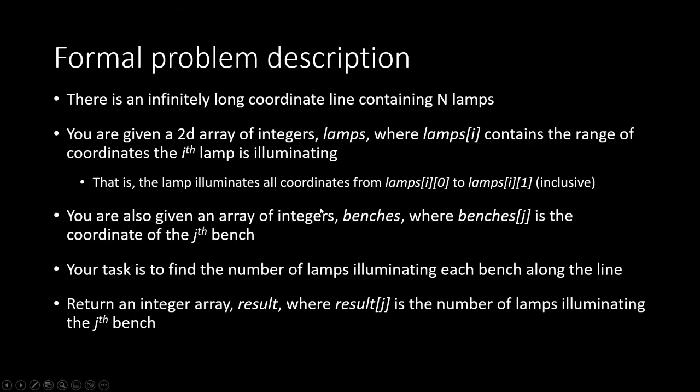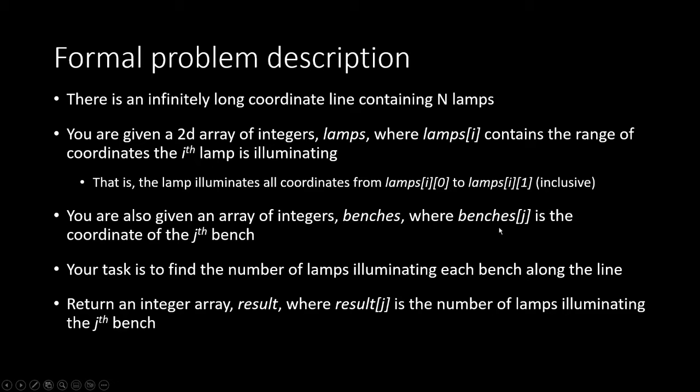To give a formal description of the problem, they're going to say there's some sort of infinitely long coordinate line. In practice, it's going to be just with a really large upper bound, maybe like 10 to the 9th power or something like that. And you're going to have some number of lamps along that line. Then you're going to be given those lamps as a 2D array of integers. So lamp sub i is basically the range of coordinates that the ith lamp is illuminating, like what we saw in the previous picture. And we mentioned that was inclusive. And then you're also given those benches, which is going to be just another array of integers.